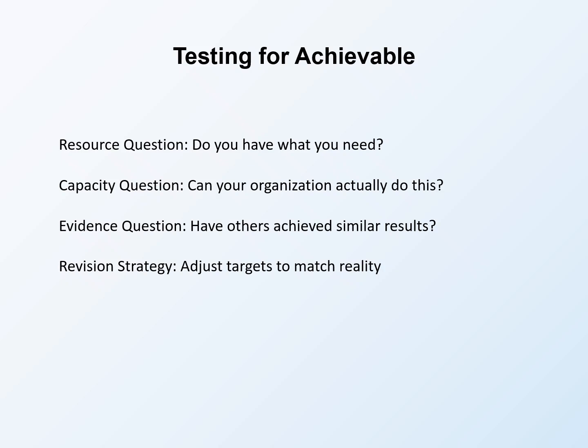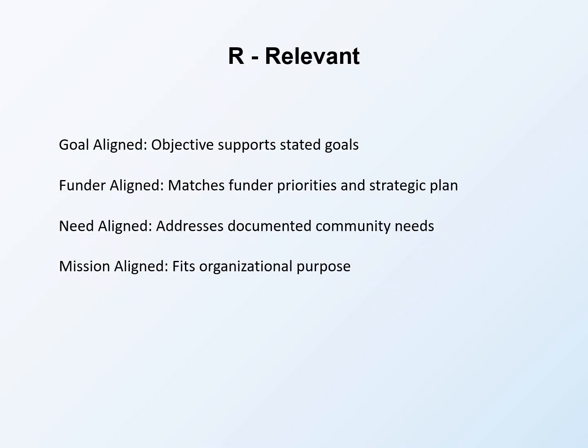If analysis reveals your target is unrealistic, lower it to something achievable. Overpromising and underdelivering damages credibility more than modest achievable targets. Relevant objectives are goal-aligned, supporting stated goals. Each objective should clearly contribute to goal achievement. If the connection is unclear, the objective may not be relevant.